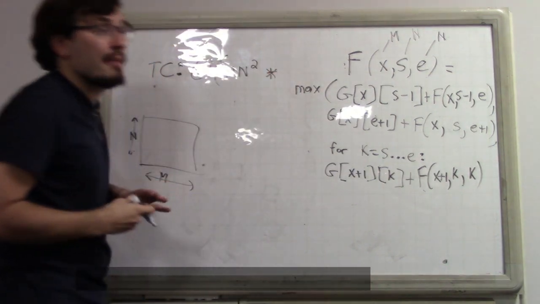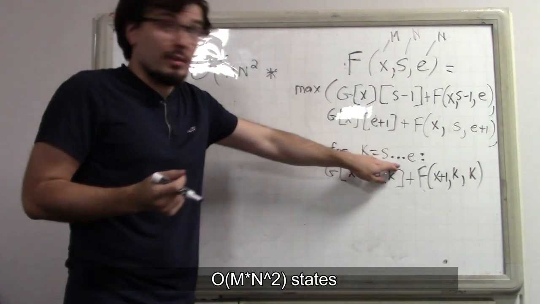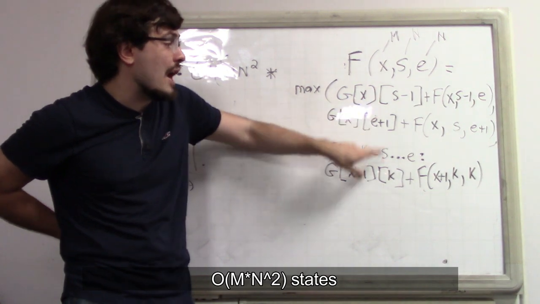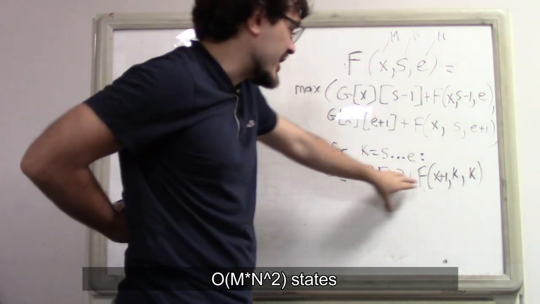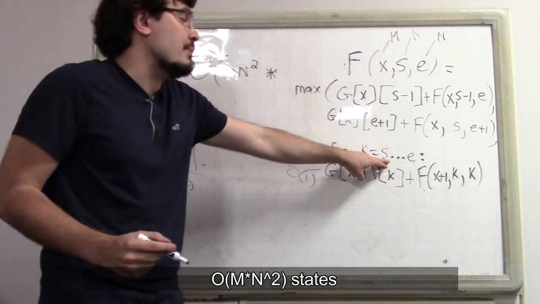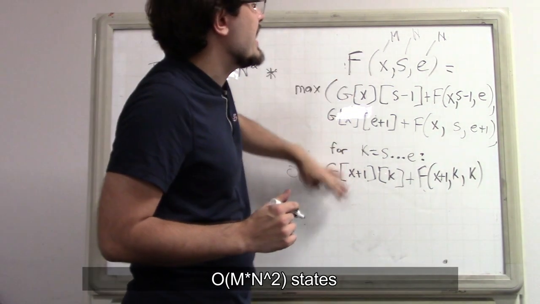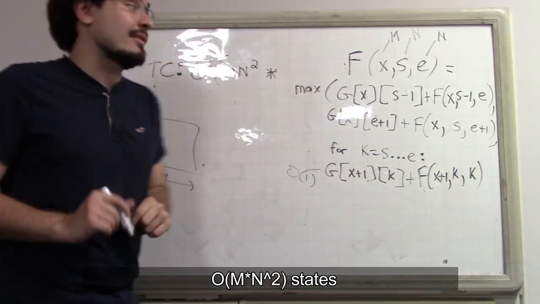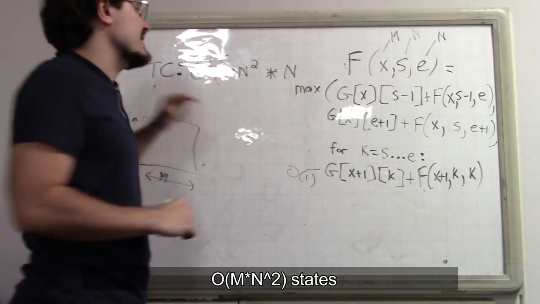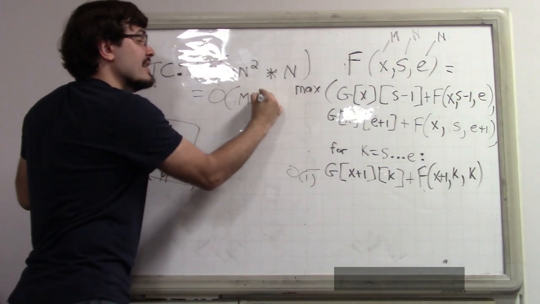Now multiply by the time per state. Now this is tricky. It's not order 1, right? Because you have a loop. So what is actually the time complexity of this? Each expression that's evaluated in the loop is order 1, but the loop itself will operate up to order n values. So the overall time complexity of this big max is order n, and so we have to multiply by n. It's this many states multiplied by this time per state, so we will get the time complexity of m n cubed.